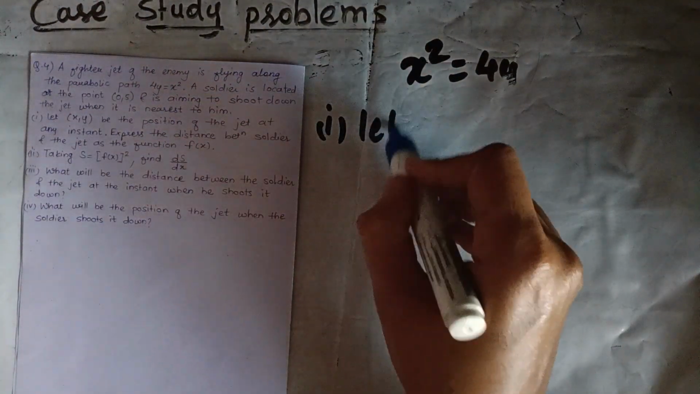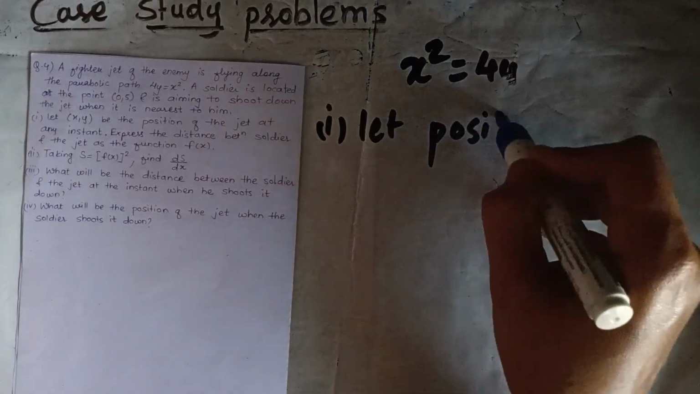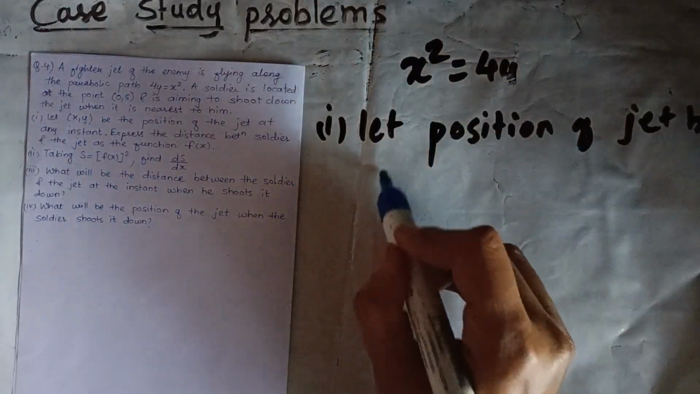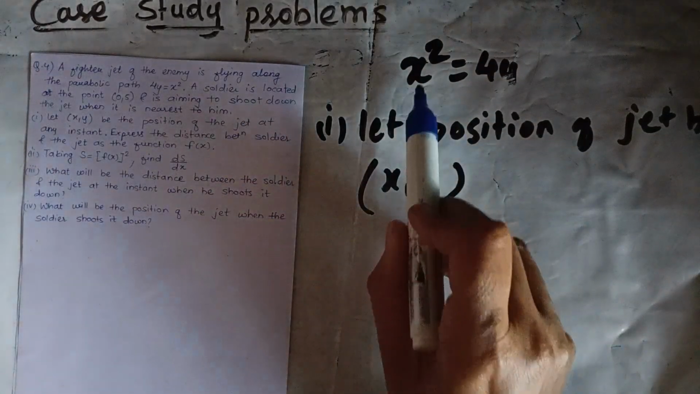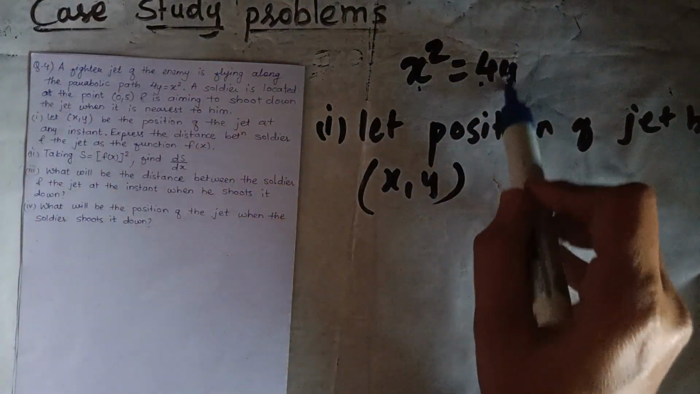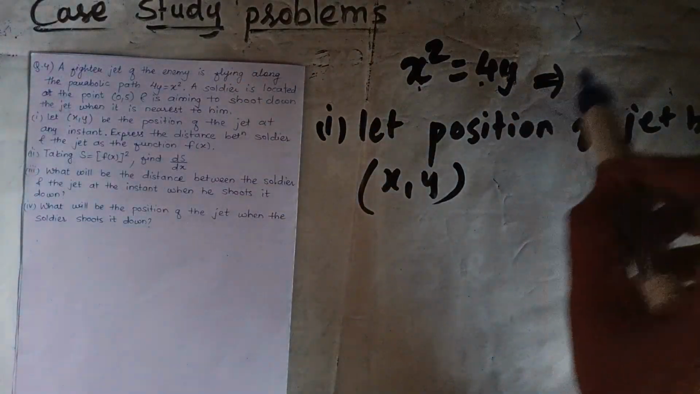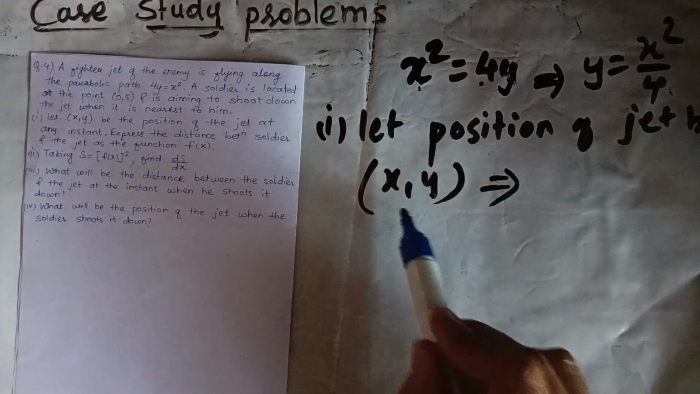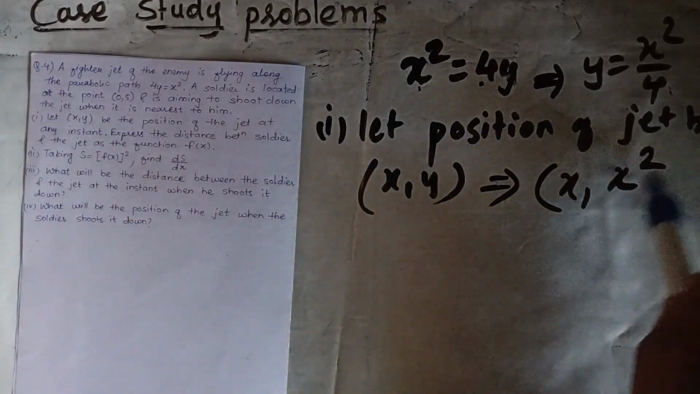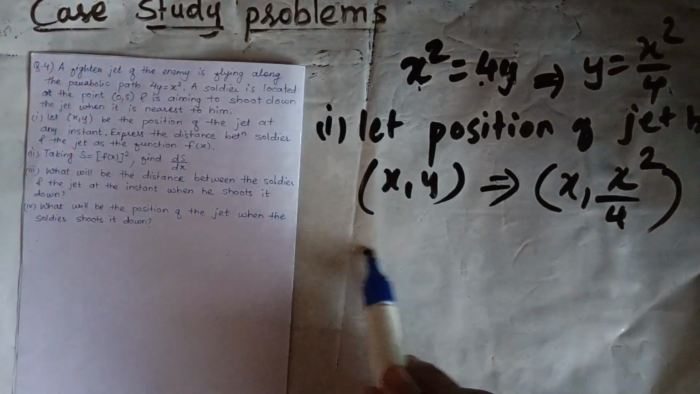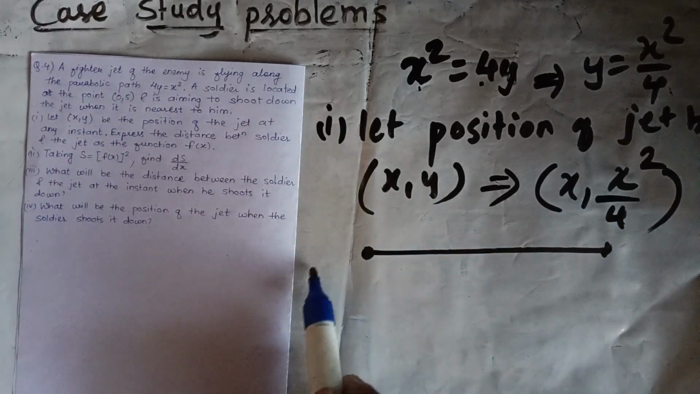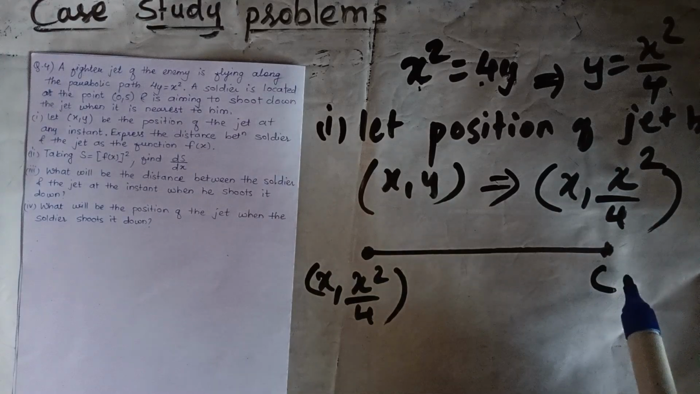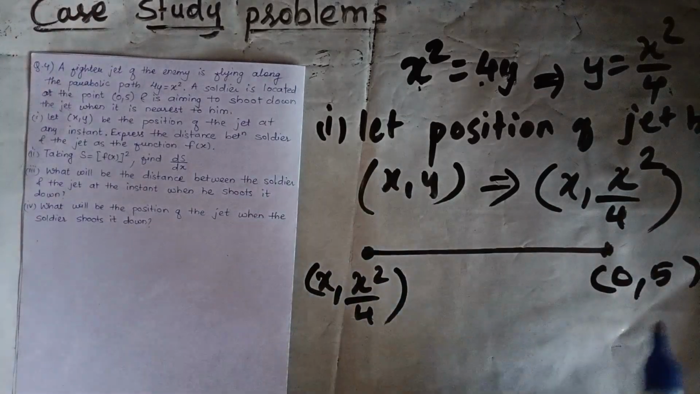So let the position of the jet be x comma y. Now here the equation is given, so you can write y in terms of x, that is y is equal to x square by 4, right? So we can write this as x comma x square by 4. Okay. Now we have the point of the jet and the soldier, that is 0, 5. You have to find the distance.